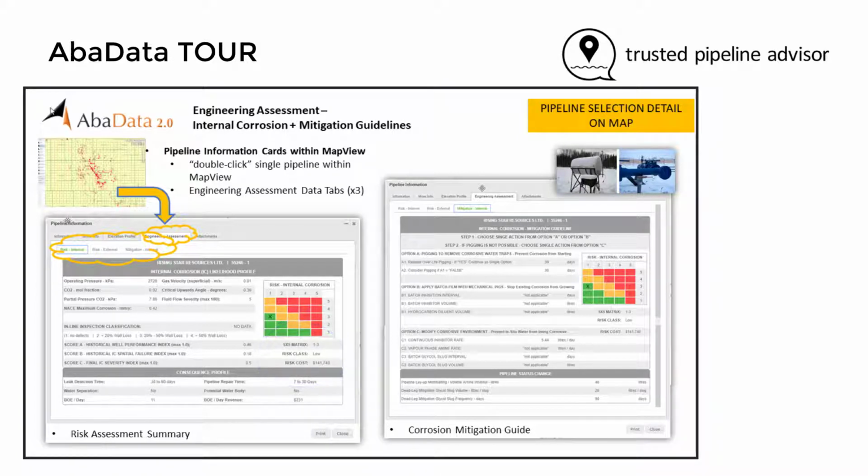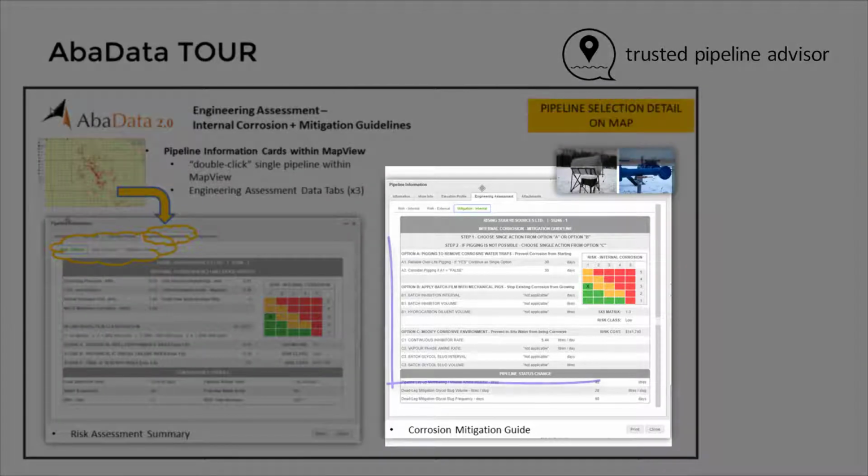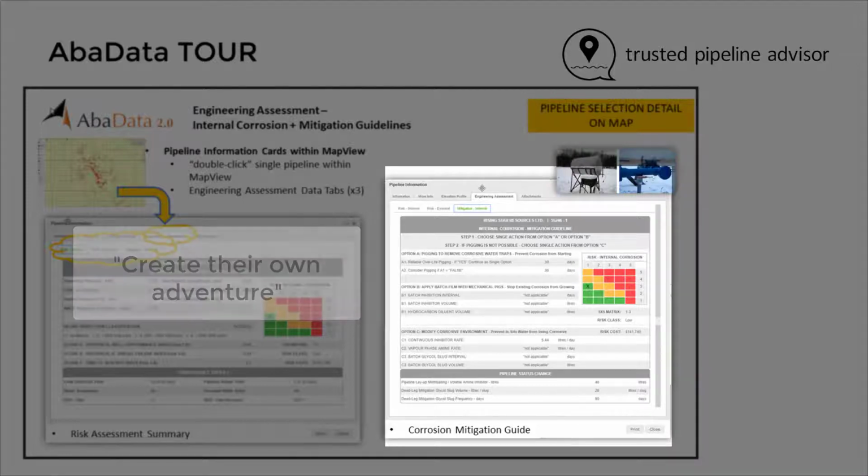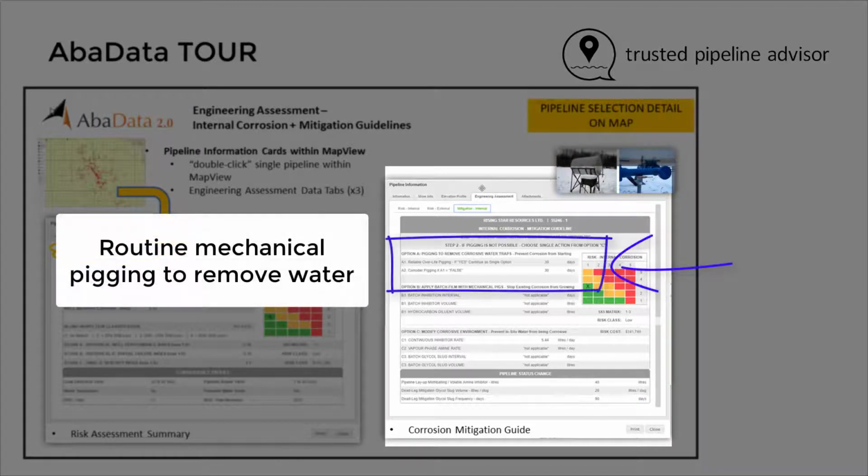The Mitigation Internal tab provides field operations with detailed mitigation guidance for consideration. Here, the field operations teams apply their knowledge of the pipeline network connectivity and details of the mechanical operation of each pipeline, and they consider their operating experience and history of applied mitigation to determine the most cost-effective mitigation response for each pipeline. This is where the field operations teams are using the triage mitigation guidance to create their own adventure.